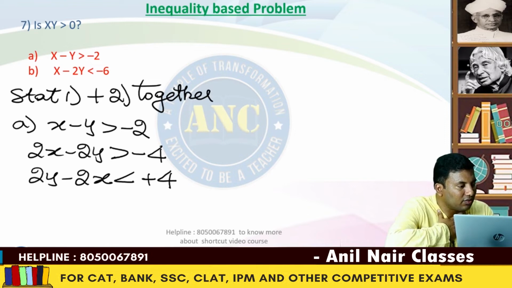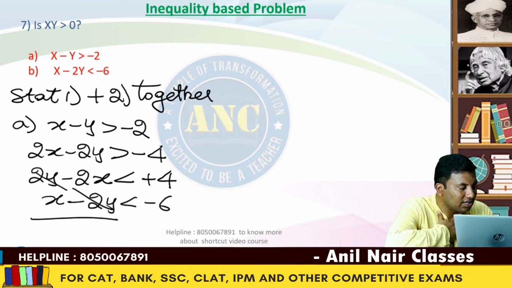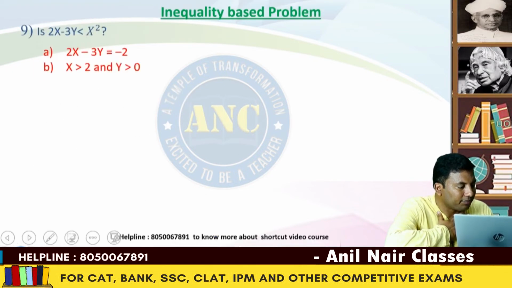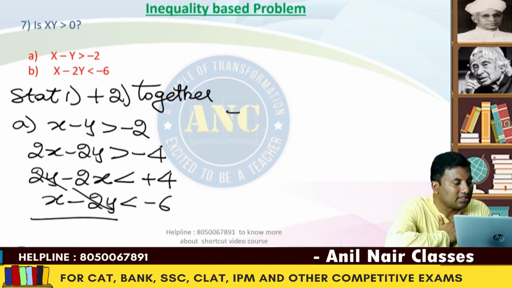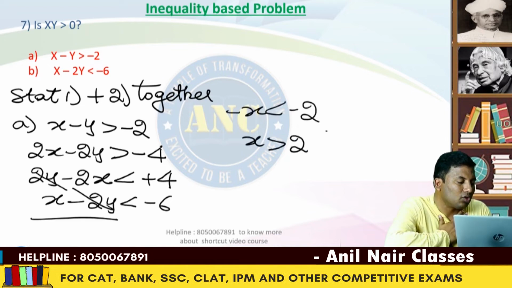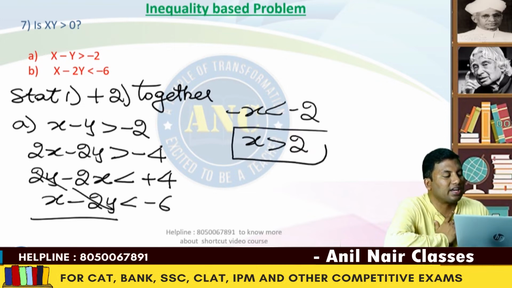What is the second equation? x minus 2y is less than minus 6. Minus, minus cancel. Minus x is less than minus 2. That means x is greater than 2. I got the domain of x as x greater than 2. I hope it is clear. What I did, y I cancelled. So what I will do is, I will do x cancelling.